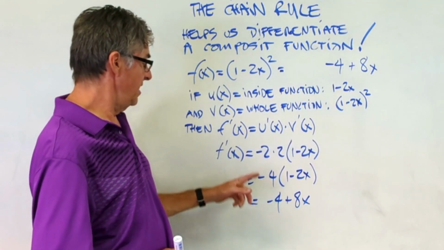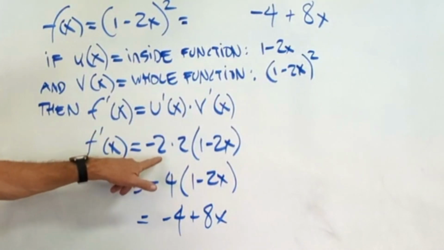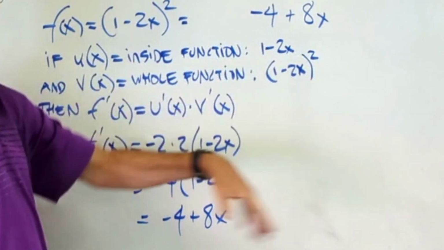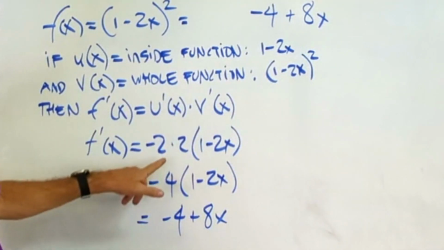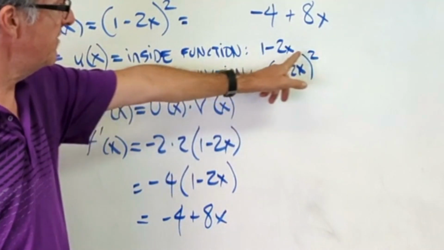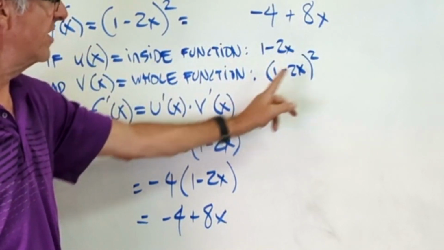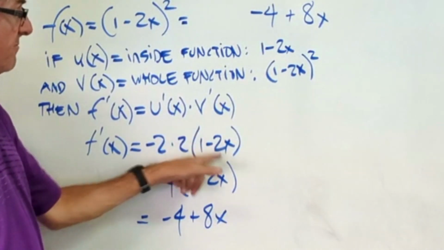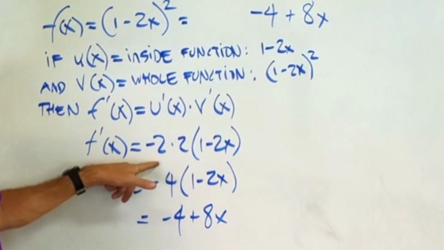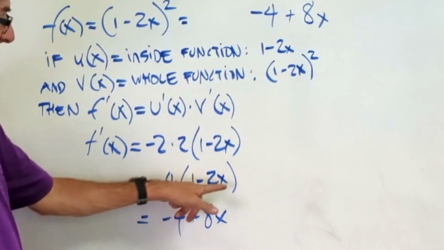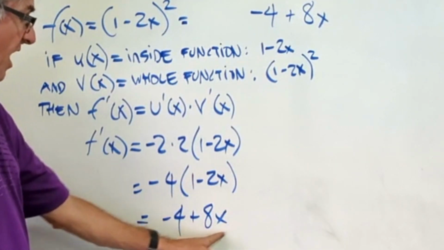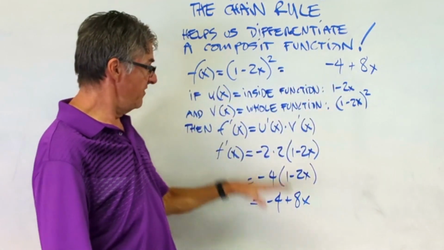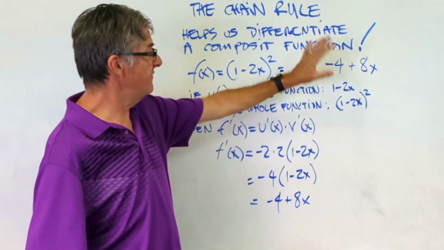Okay, so check this out. I just did my u of x, that's this one here. Remember that my u is my inside function, so 1 minus 2x, the derivative of that is just minus 2, so there's that. And then I took the derivative of this by just taking my 2, putting it in front, reducing the 2 by 1, so now I have 2 times minus 2 times 1 minus 2x. So that condenses down to minus 4 times 1 minus 2x. If I do my distributive property, I wind up here, which is how we wound up here. So this is a little quicker than having to actually foil something.